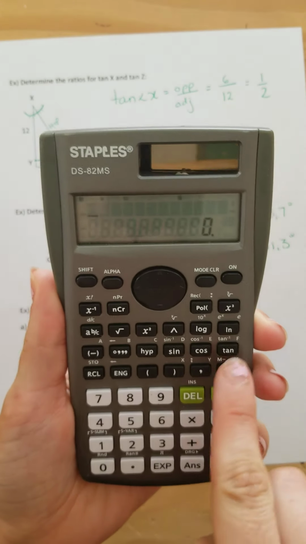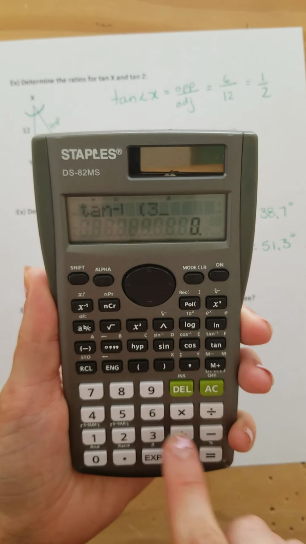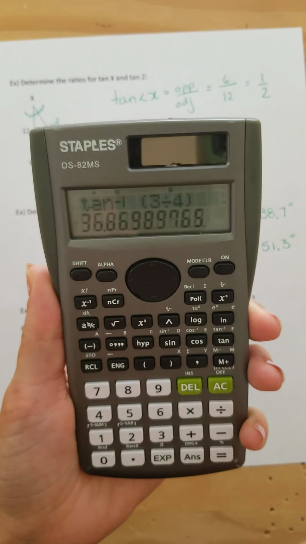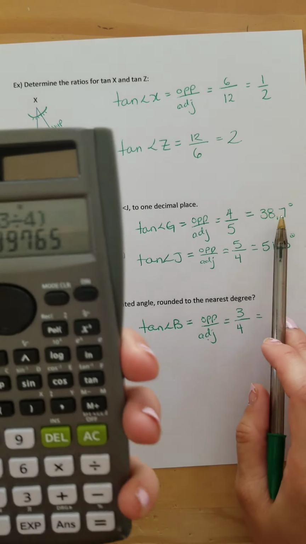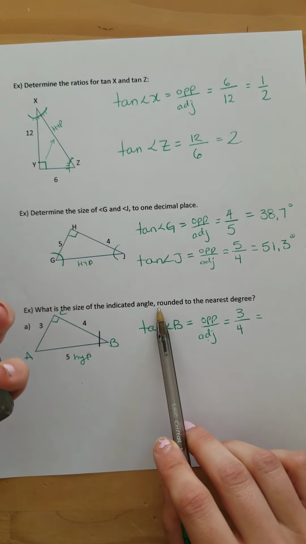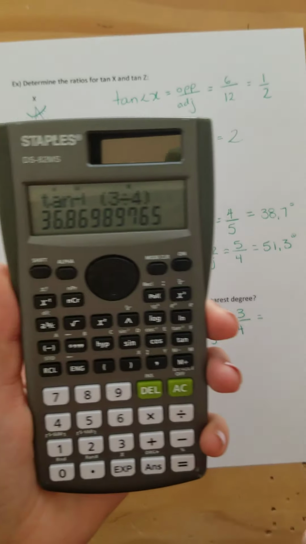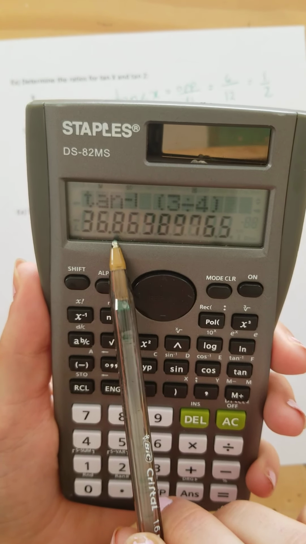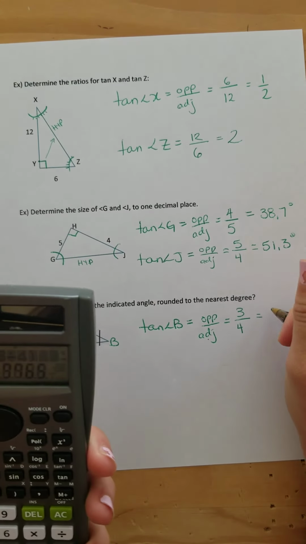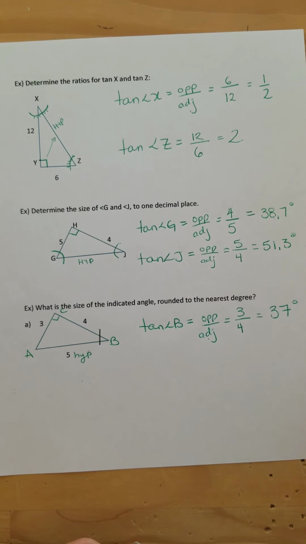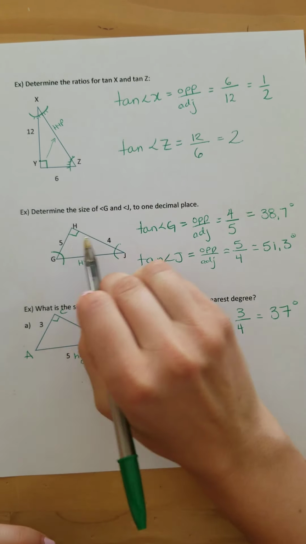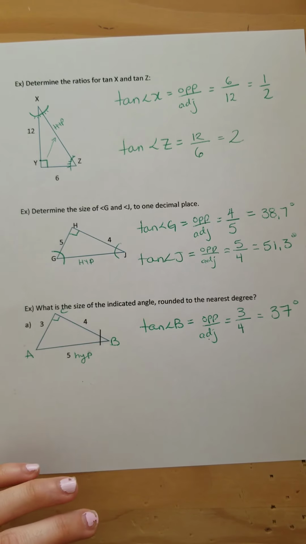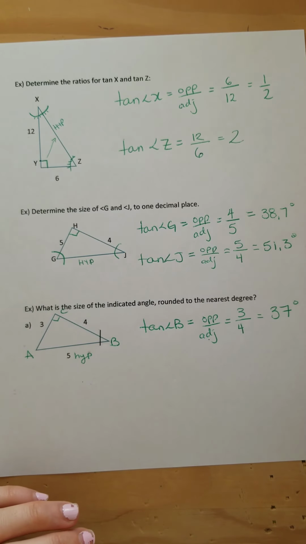So I go shift tan, open up the bracket of 3 divided by 4, and that gives me 36.869. It's actually very close to this one up here, not quite though. But it says I want it rounded to the nearest degree. That means no decimals. So 36.8 is closer to 37. So I'm rounding it up to 37 degrees. Okay, and that's how you use the tan button on your calculator to find missing angles in a triangle. In the next couple of lessons, we'll do sine and cos, the other two.